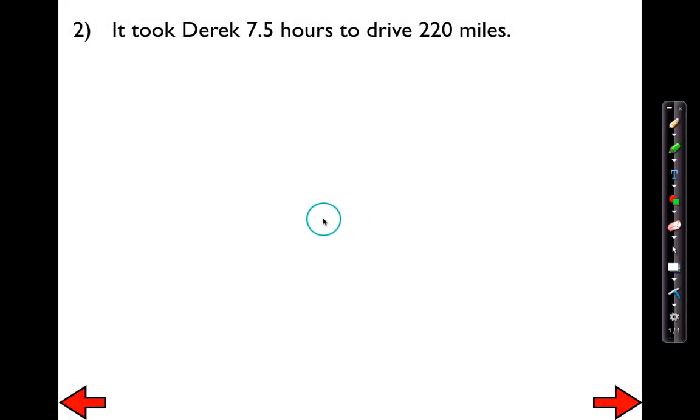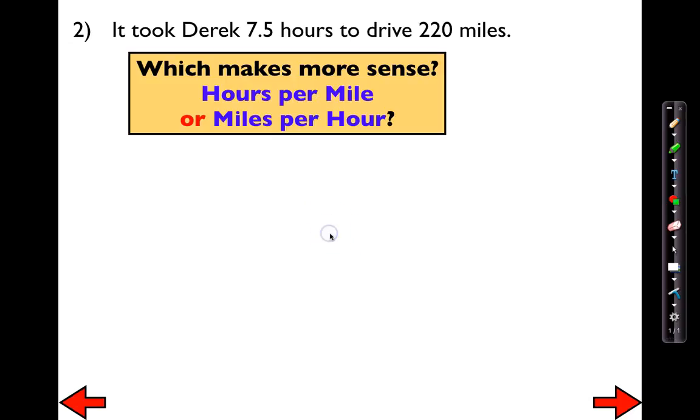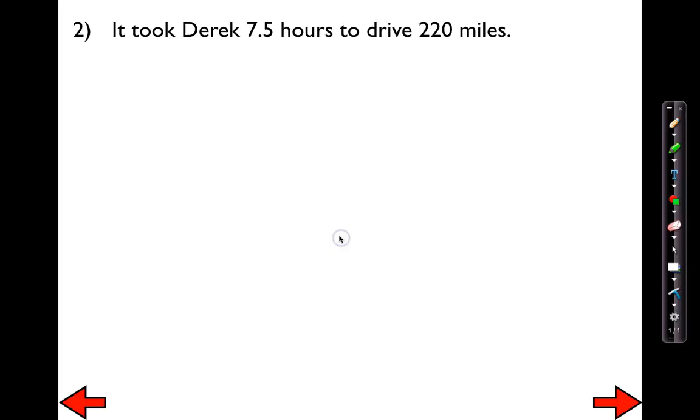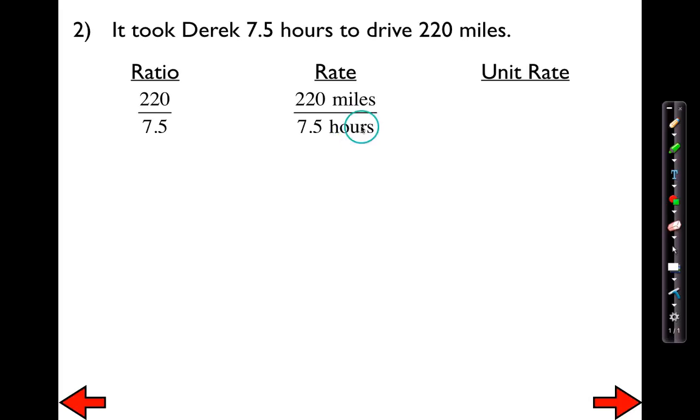So for number 2, it says it took Derek 7.5 hours to drive 220 miles. So which makes more sense, hours per mile or miles per hour? Well, we kind of already answered this in the previous one, so again, hopefully you still say miles per hour. So let's look at the ratio, the rate, and the unit rate. For the ratio, we would set it up as miles over hours, so it's going to be 220 over 7.5. The rate is going to be very similar to the ratio, except it's going to have units. So it's going to be 220 miles per 7.5 hours.